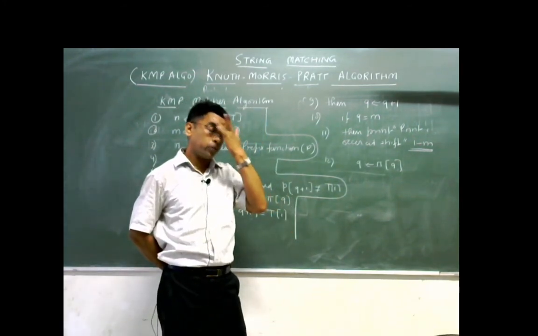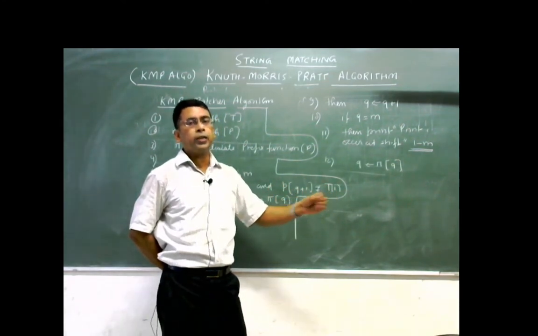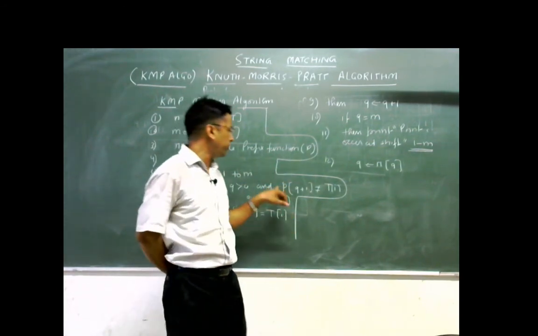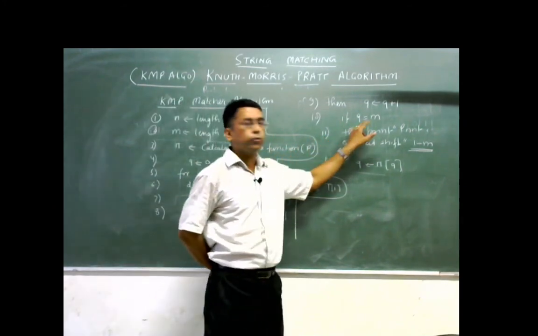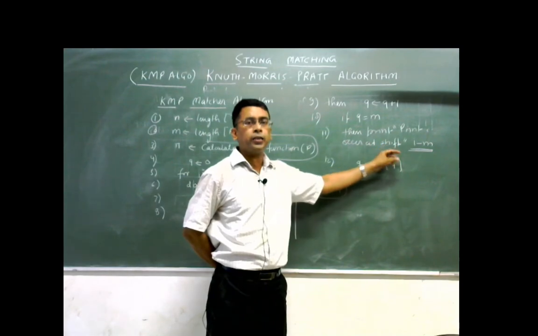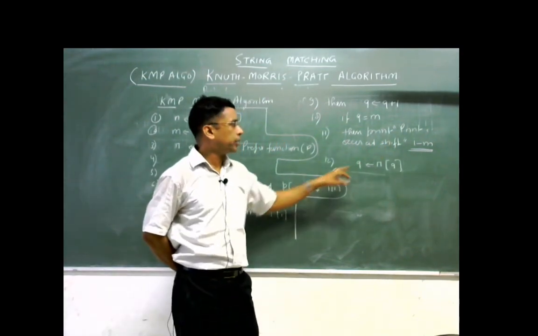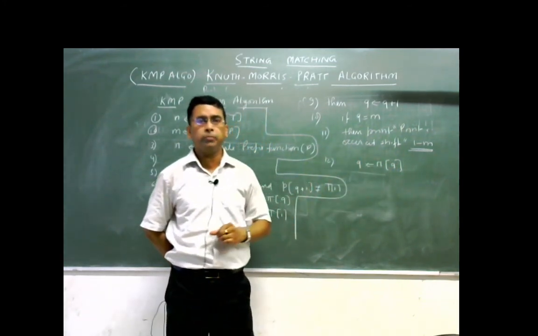If matching keep on occurring, then we keep on increasing the value of q, and if there is no matching, then what we do, we simply assign the pi q value to the q, and if the complete length of the string is found, then we declare that we have found the given pattern at position number i minus 1, and finally the pi q value is assigned at the position number q.